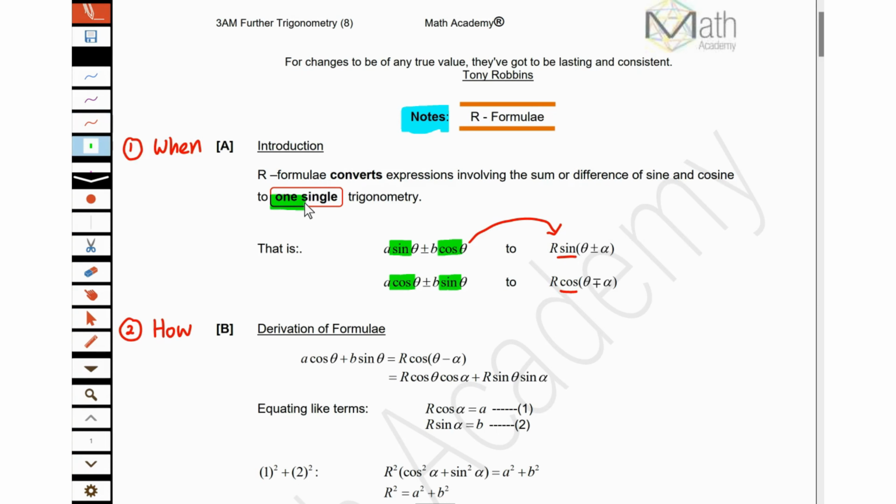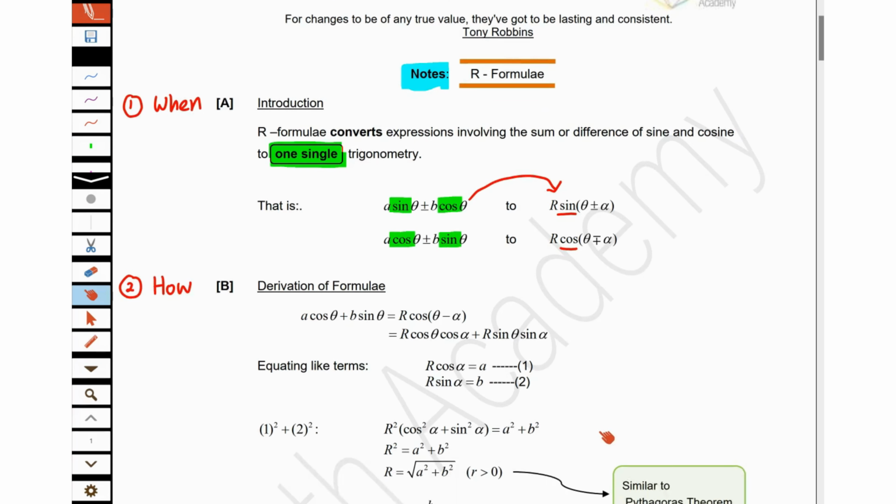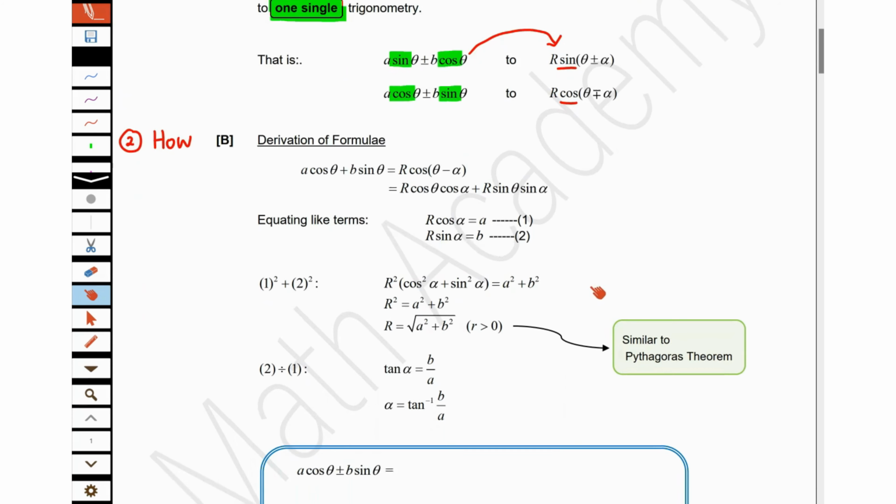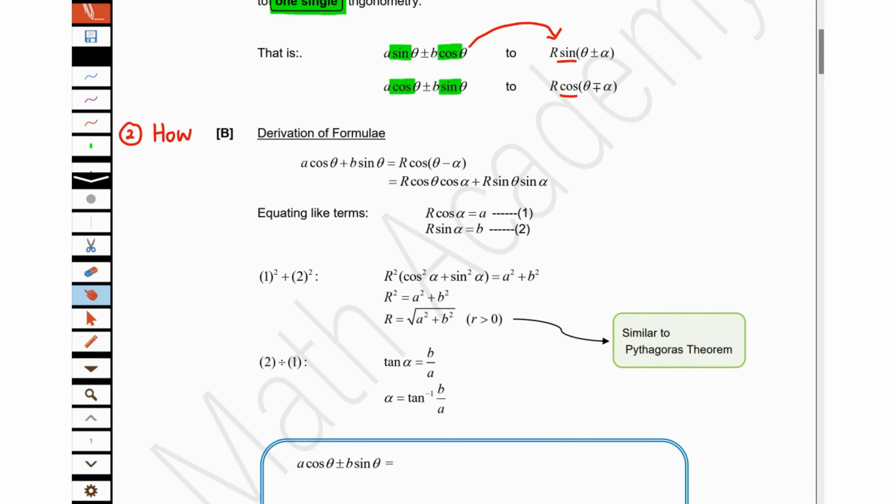So one more time, the aim is to be able to convert the given expression to a single trigo. It can be sine, it can be cosine, depending on the format of the given expression, which we shall discuss later on. So your point 2 is to be able to see how to apply our formula.